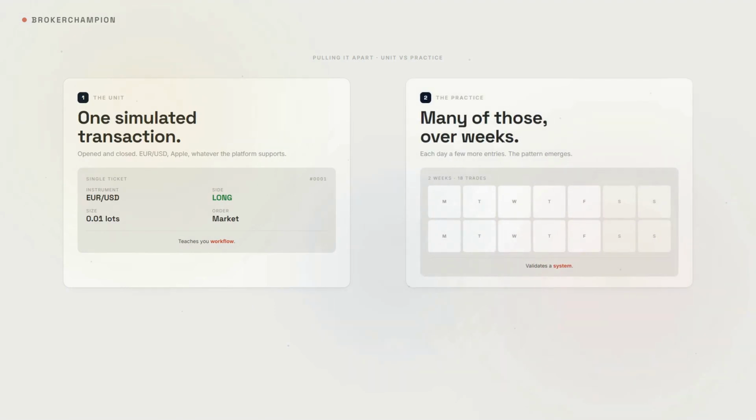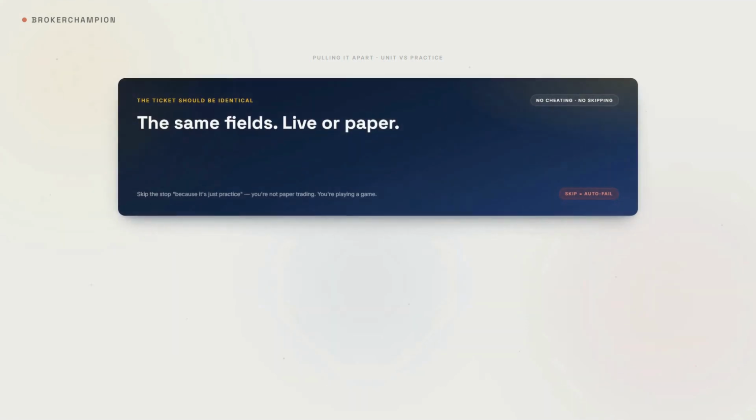The paper trade itself is the unit, one simulated transaction opened and closed on Euro US dollar or Apple or whatever instrument the simulator supports. Paper trading is the practice. Many of those run over days or weeks. The unit teaches you workflow. The practice validates a system. Same tool, 2 jobs.